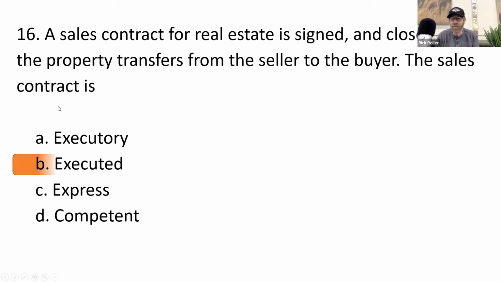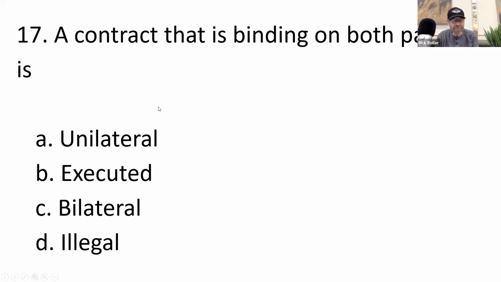Express means it was written with words, or put together with words. Okay. Statute of Frauds says those words need to be written. And then competent parties, which is one of the essential elements, right? So we have the offer that was made and accepted and communicated. And then we have competent parties, right? They have to be 18. Remember, we saw a question on that earlier as well. Okay. And that's 16. Let's look at number 17, please.